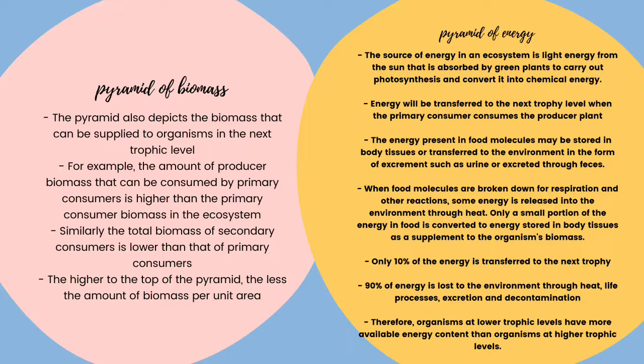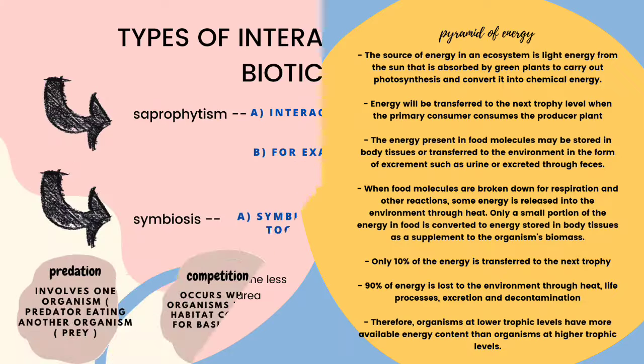The last one is a pyramid of energy. The source of energy in an ecosystem is light energy from the sun that is absorbed by green plants to carry out photosynthesis and convert into chemical energy. Energy will be transferred to the next trophic level when the primary consumer consumes the producer plants. Only 10% of the energy is transferred to the next trophic level. 90% of energy is lost to the environment through heat, life processes, excretion, and decomposition.